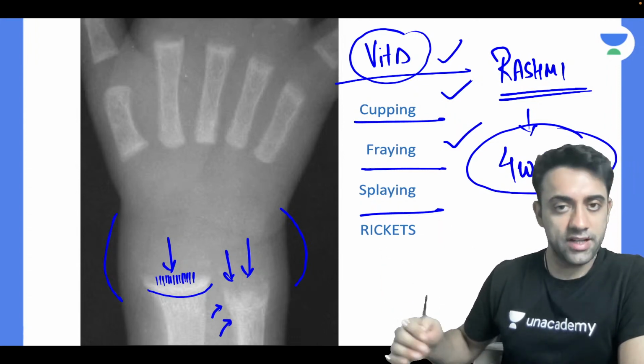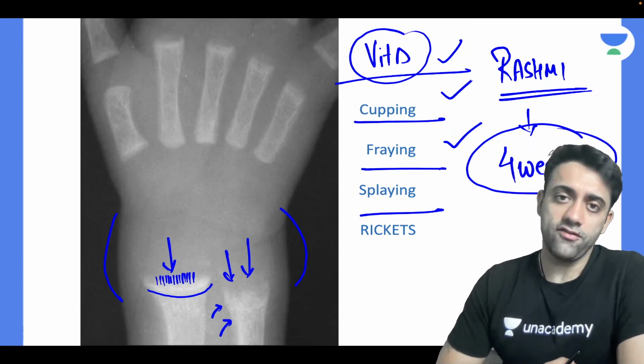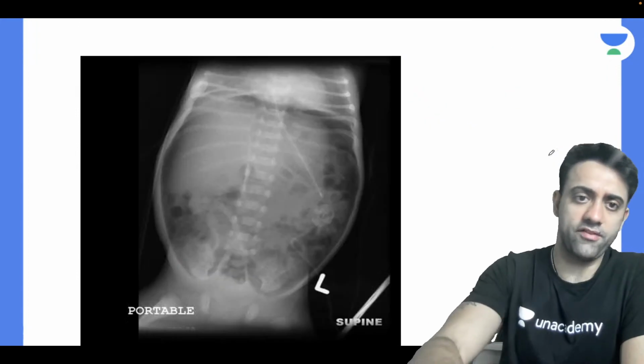So X-ray of the rickets is usually repeated after 4 weeks to look for the signs of healing. Remember that, okay? Perfect. Next question.